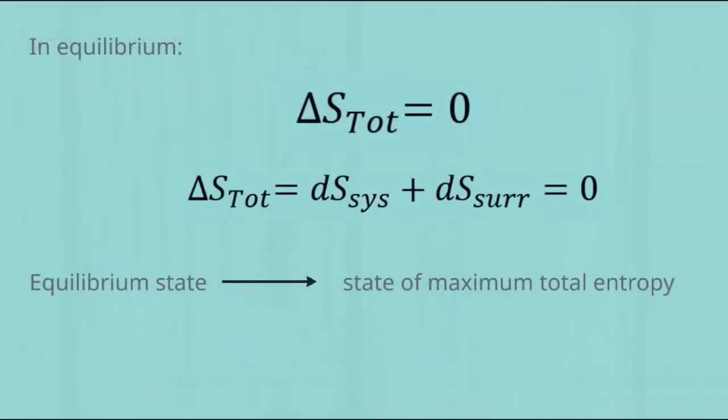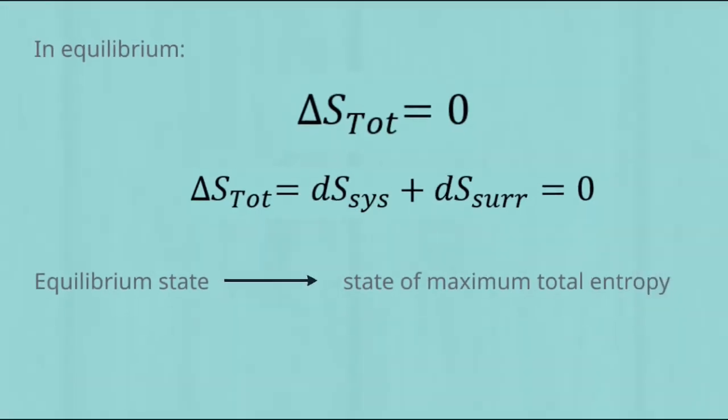At equilibrium, the total change of entropy must be equal to zero, meaning that the change of entropy in the system plus the change in entropy of the surroundings must be equal to zero. The position of equilibrium must correspond to a state of maximum total entropy, since total entropy increases in any spontaneous process.